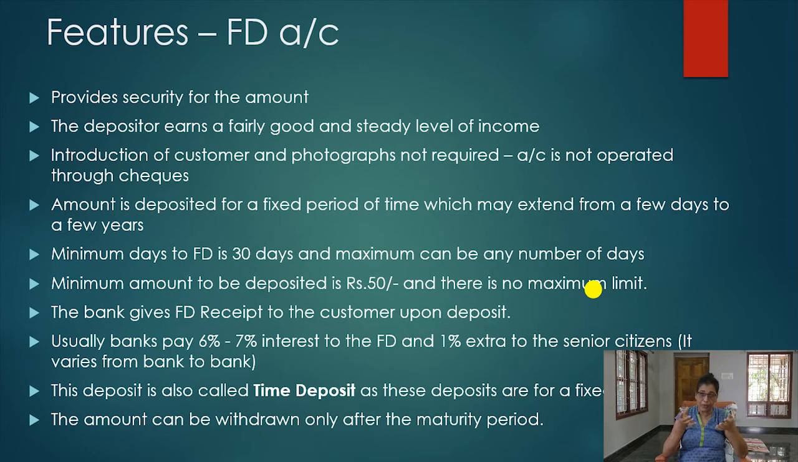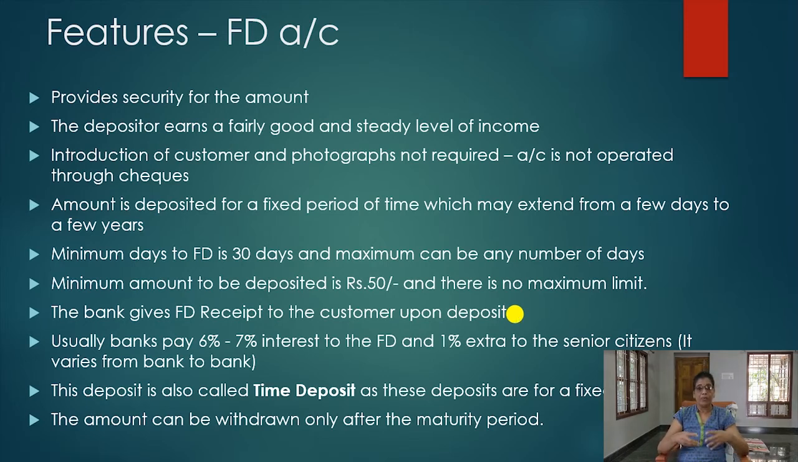If you have 50,000, you can keep it in the FD. If you have 5 lakhs, you can keep it in the FD. So there is no maximum limit, but the minimum must be 50 rupees. The bank gives an FD receipt to the customer upon deposit. Well, what is the proof for your deposit in the bank?